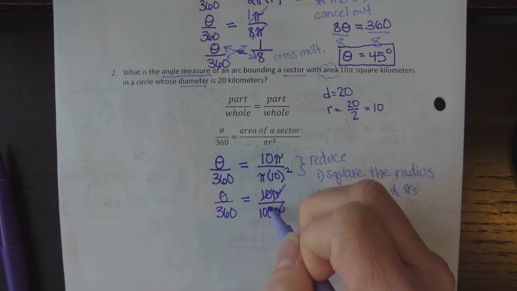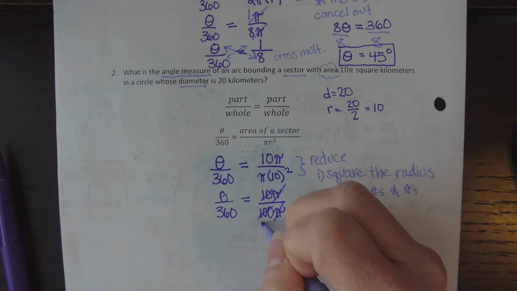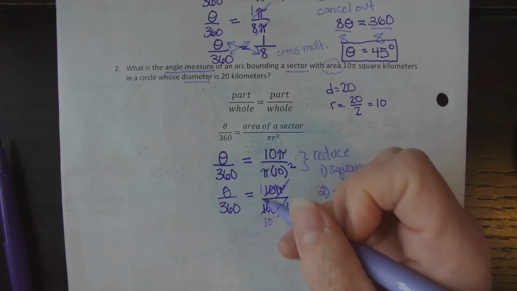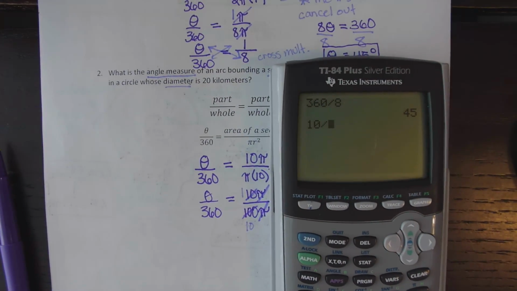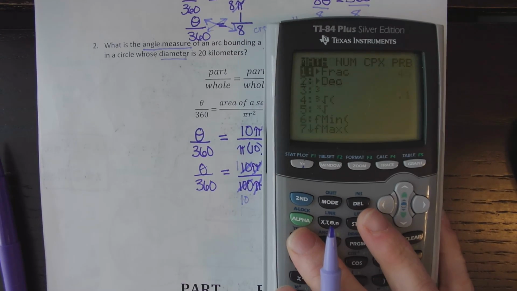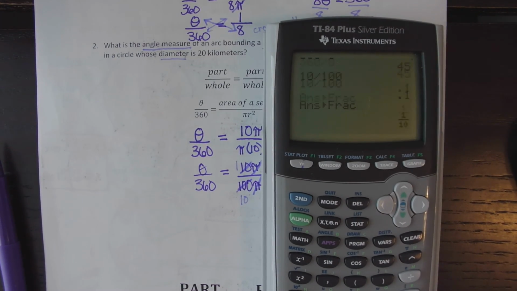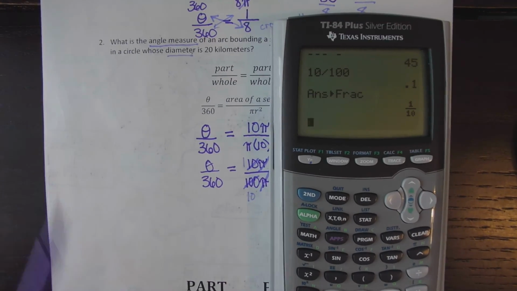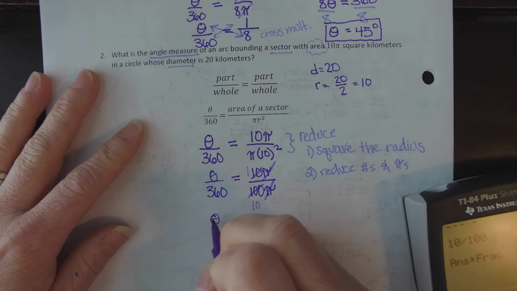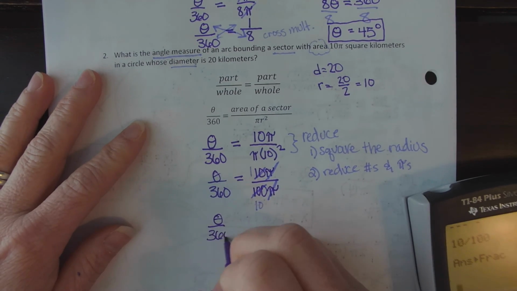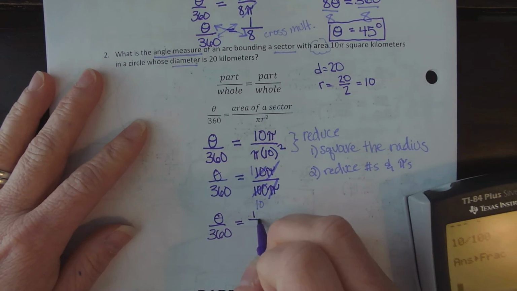10 goes into 100 how many times? 10 and 1. Now, if you're not sure, I can do 10 divided by 100, and then I'll math frac it. So math and then frac gives me 1/10. So I have theta over 360 is equal to 1/10.